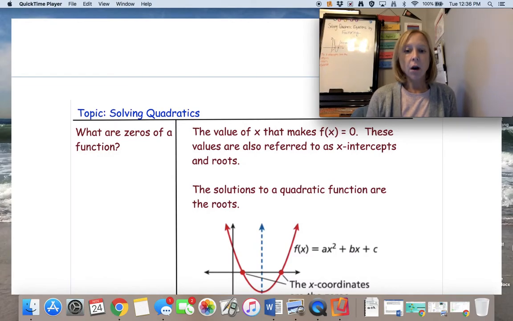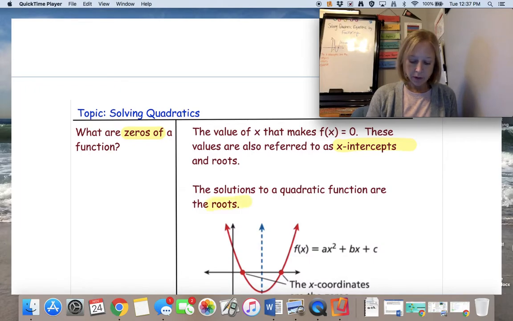Okay, we call those the zeros. So the zeros of a quadratic are the values of x that make f of x 0. In other words, they're the x-intercepts. So x-intercepts and zeros, those two words go together, so I may use those interchangeably at times.